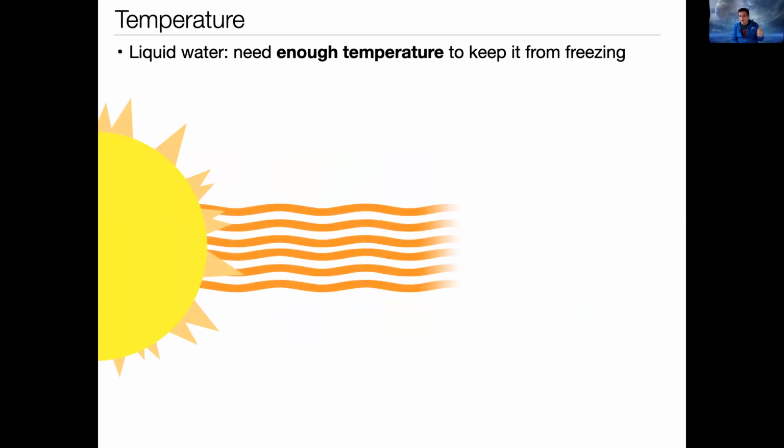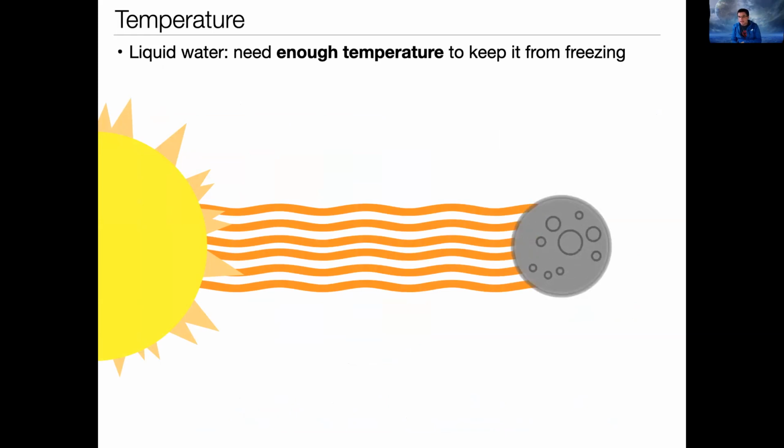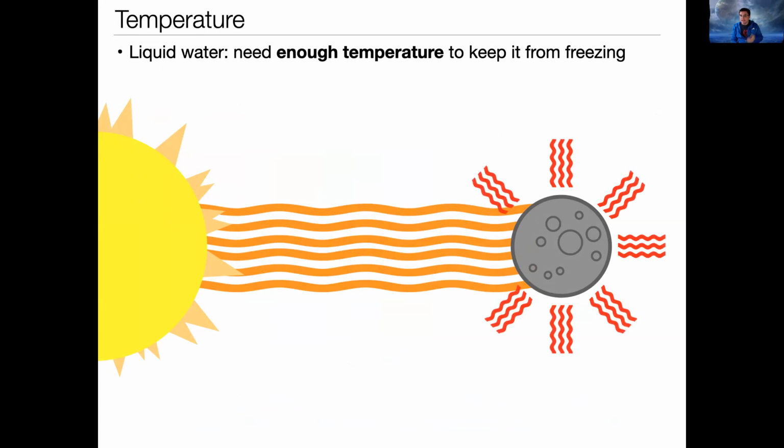So the star is outputting some amount of energy, and depending on how far away the planet is, it receives that energy. It absorbs it, but then it re-radiates it out to space. And the temperature that you have on the surface of a planet is the balance of those two effects. How much energy is incoming versus how much energy am I shedding?